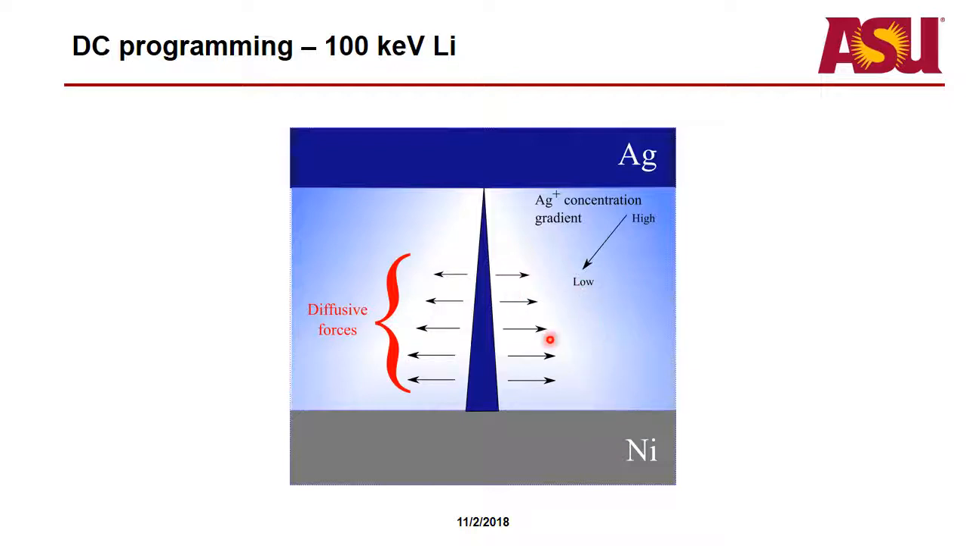And so once that field starts to diminish, diffusive forces take over and the filament partially dissolves. So it dissolves enough just to rebalance the gradient of Ag population, and then you're left with a smaller, or thinner, filament than what you intended on programming.